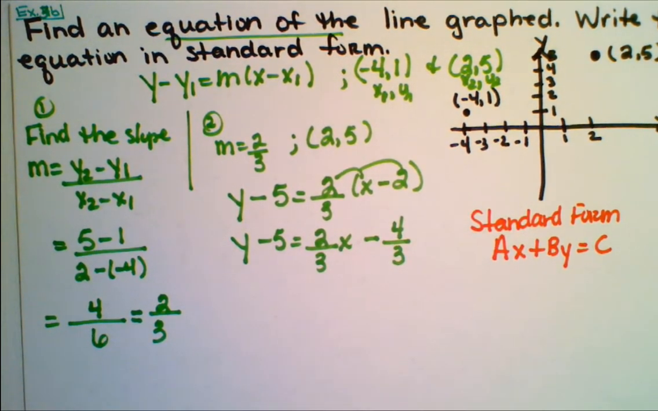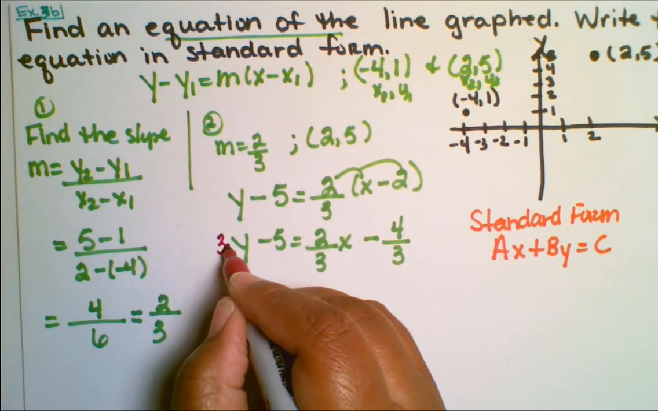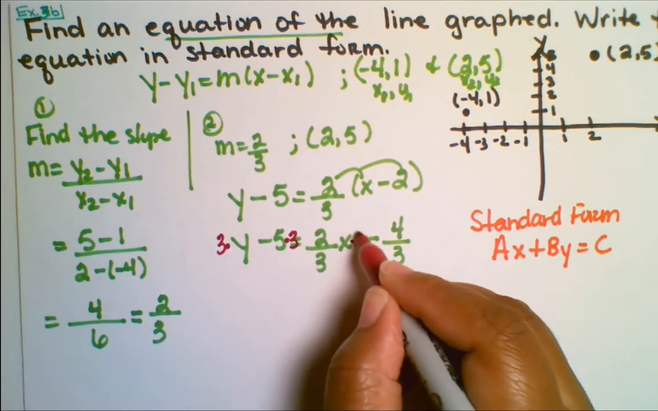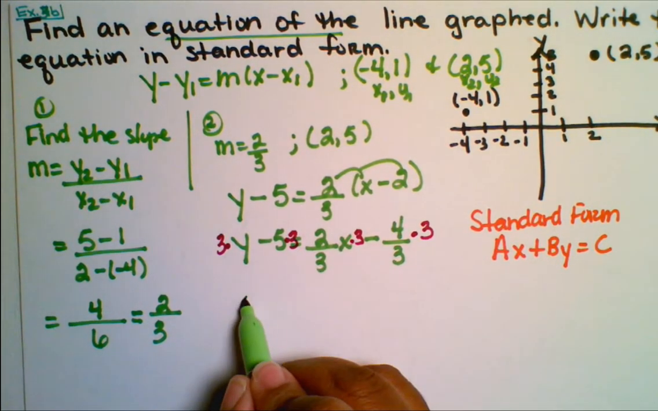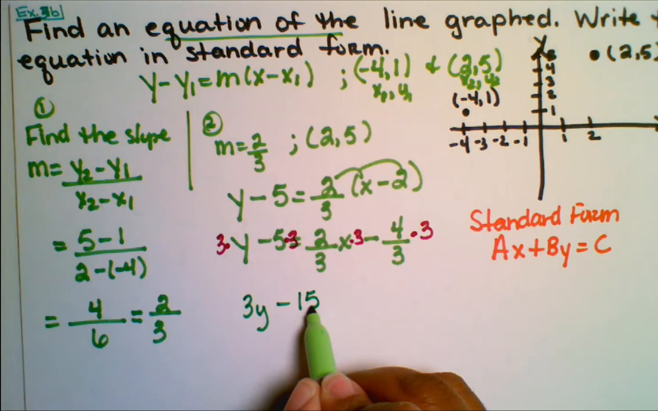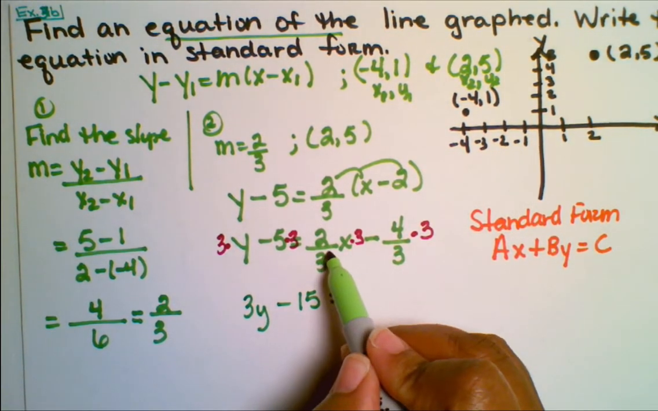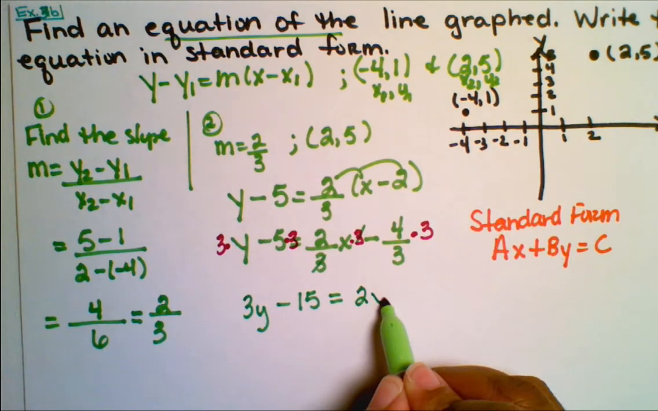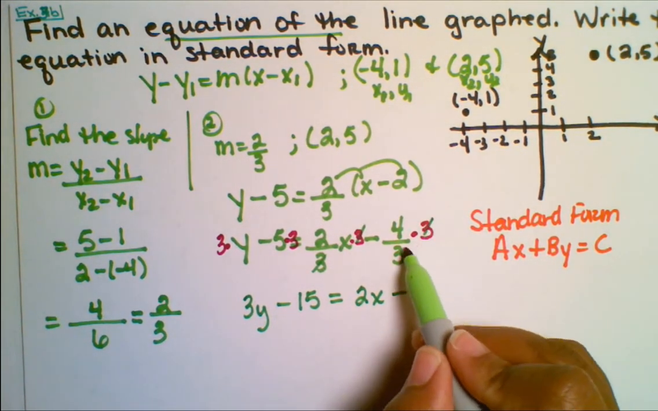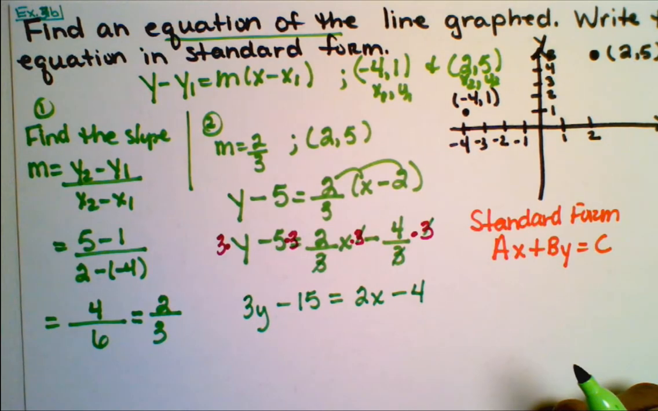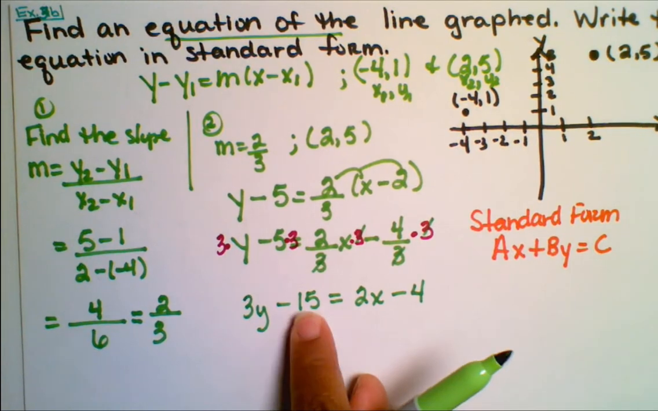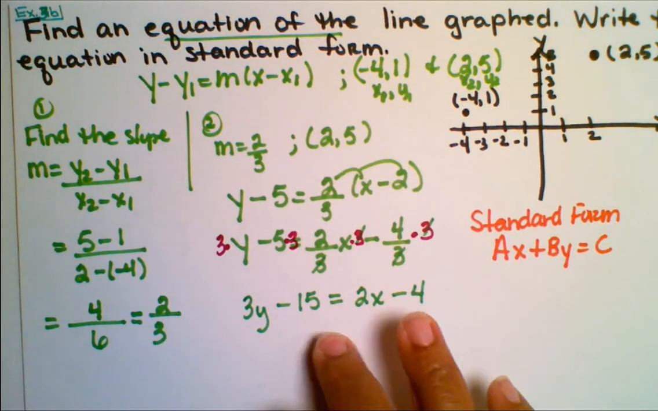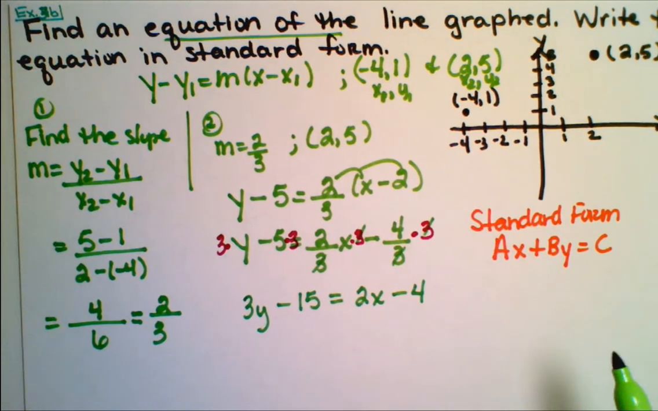So since we don't want to have a denominator, we're going to multiply all terms on both sides by 3 to get rid of the denominators. So then we have 3y minus 15 is equal to, on the right hand side, the 3's are going to divide out, 2x minus 4. So your goal, you want x and y to be by itself. You want the number, which is 15. We have minus 15 and minus 4. We want to bring those together.